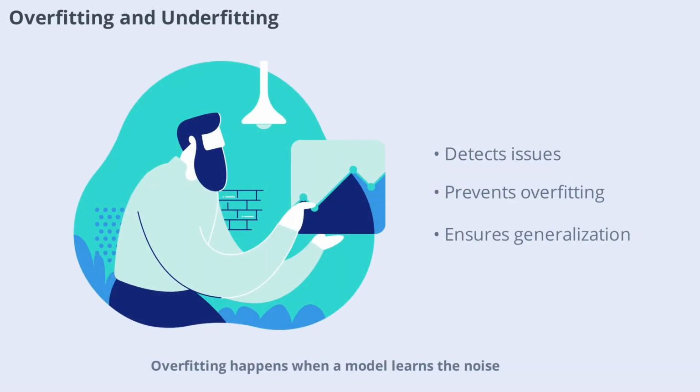Overfitting happens when a model learns the noise in the training data instead of the underlying pattern. Underfitting occurs when a model is too simple to capture the data's complexity. Statistics helps us detect and prevent both issues, ensuring our models perform well on new, unseen data.